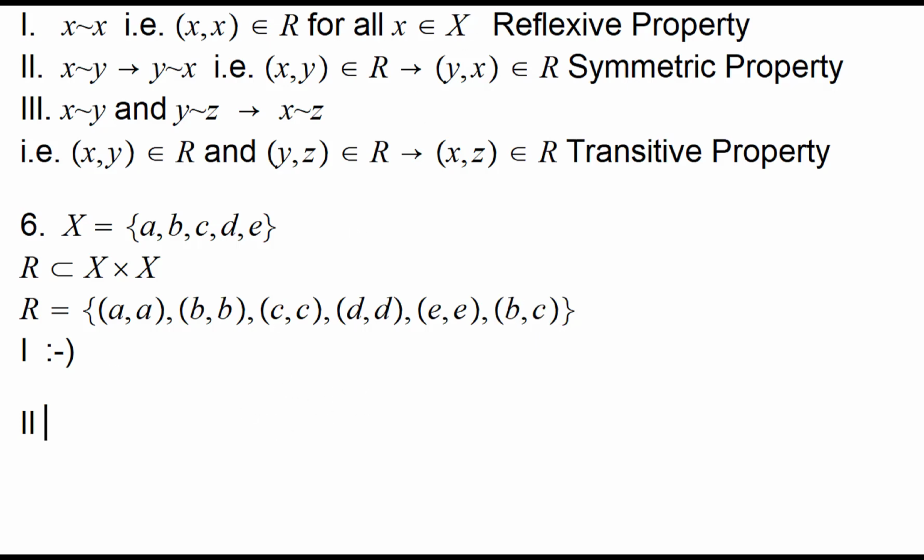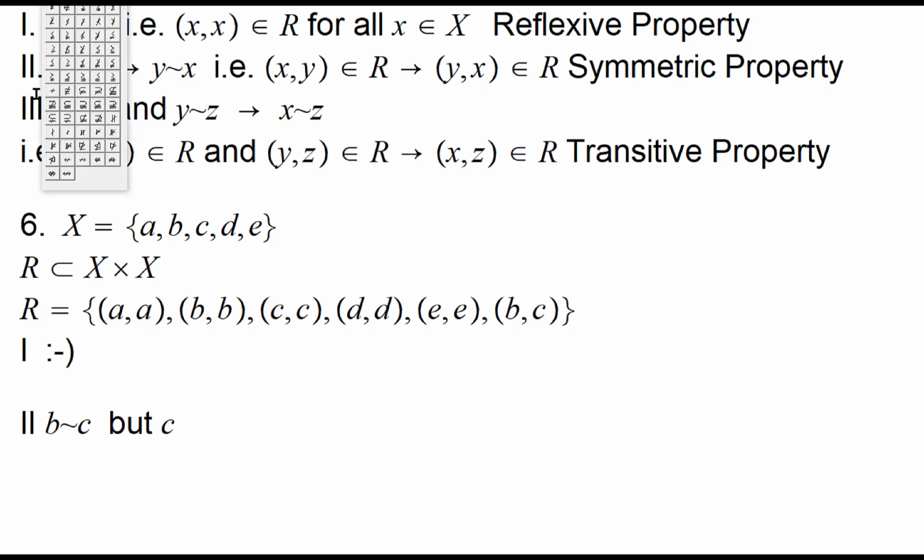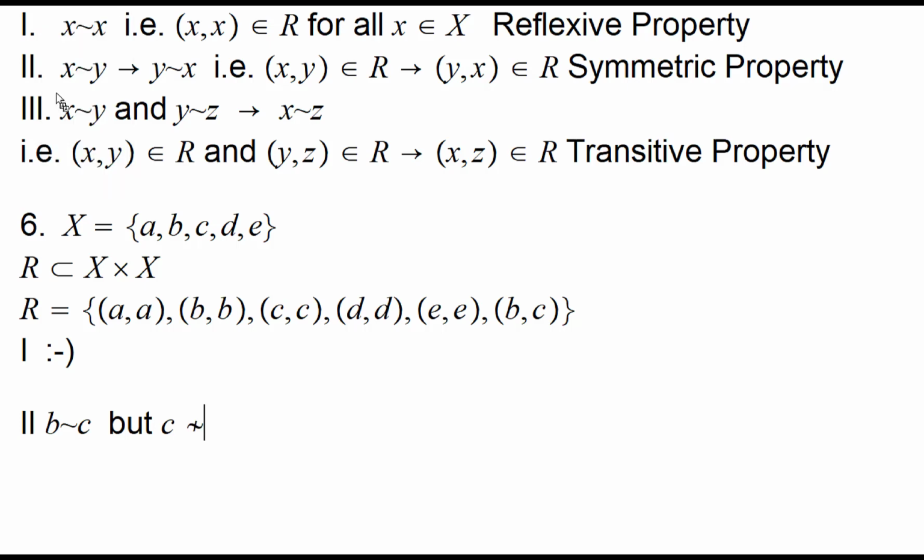Or let's write in the other notation that B is related to C, but we do not have CB in there. So C is not related to B. I'm sorry, I'm taking too long looking for that symbol right here. But C is not related to B.